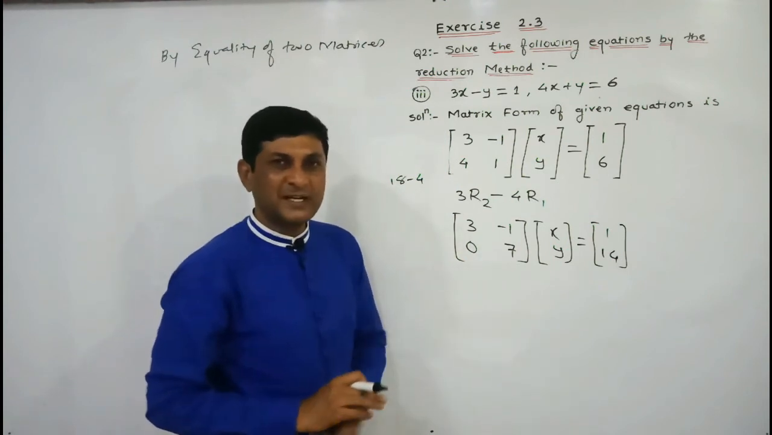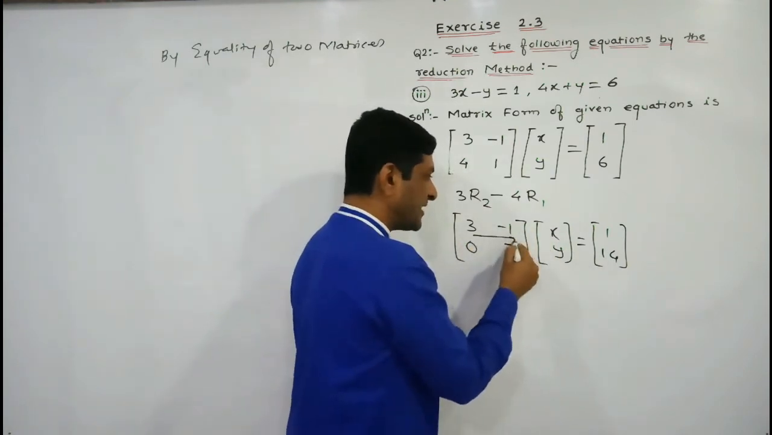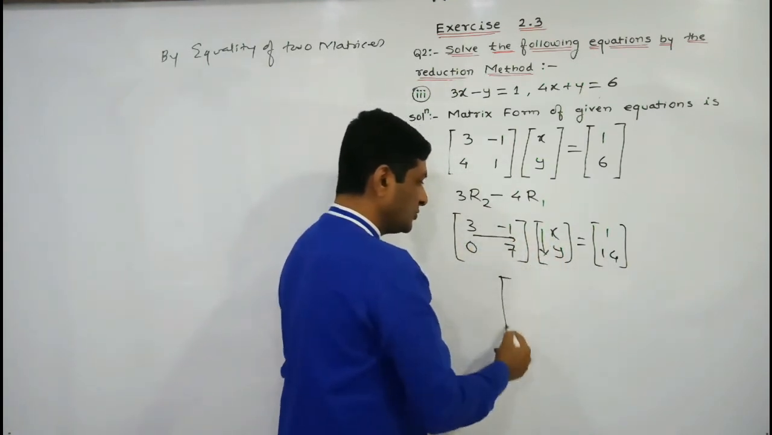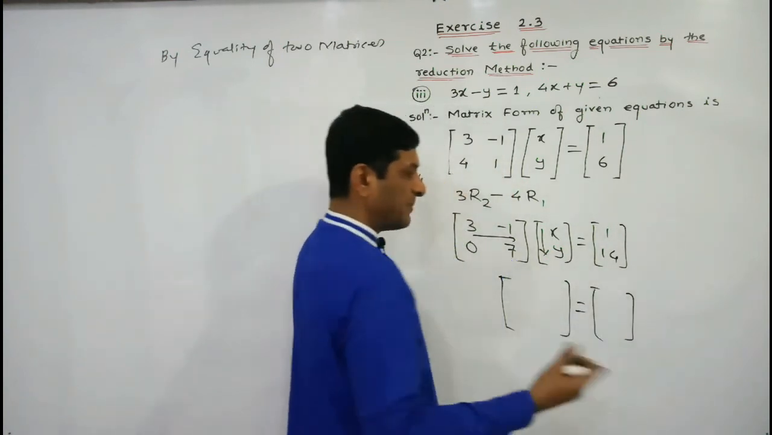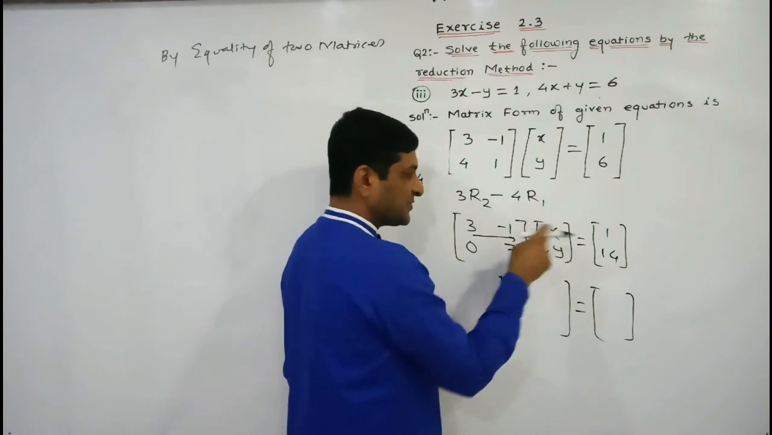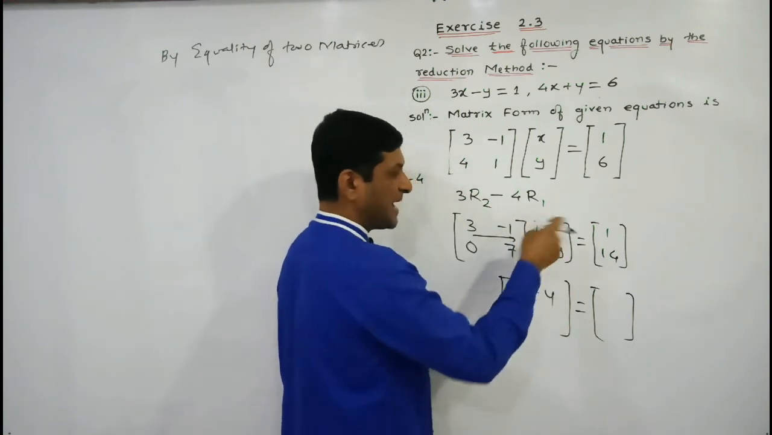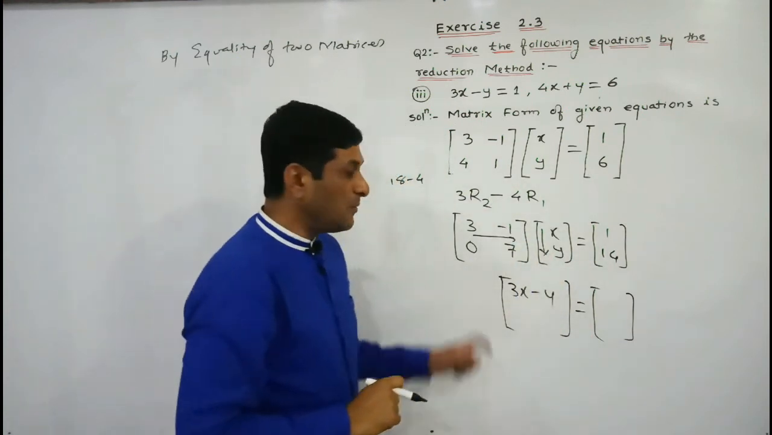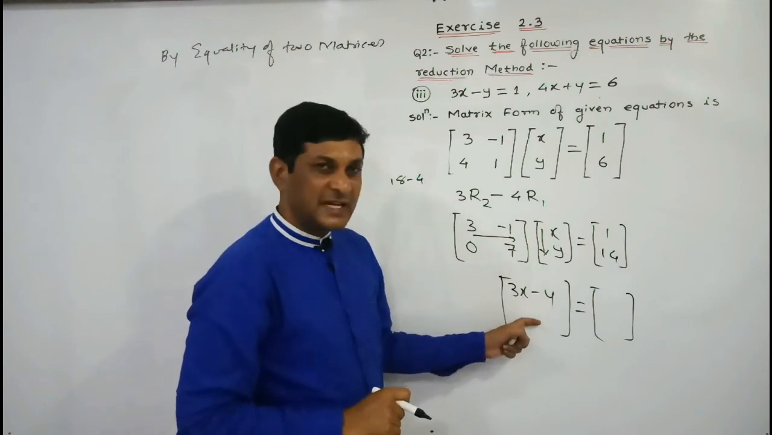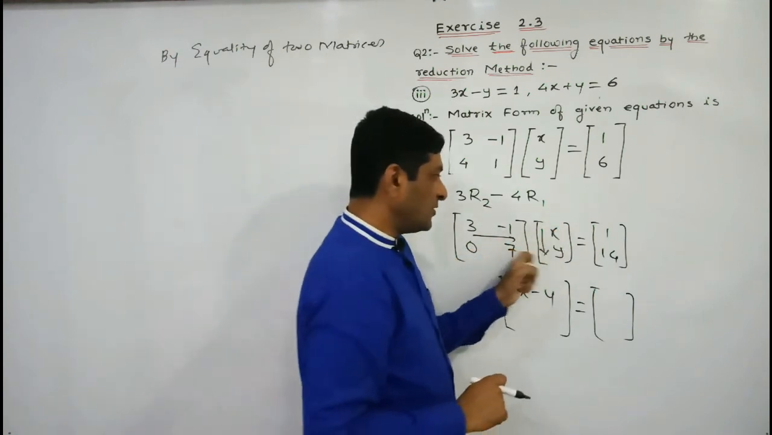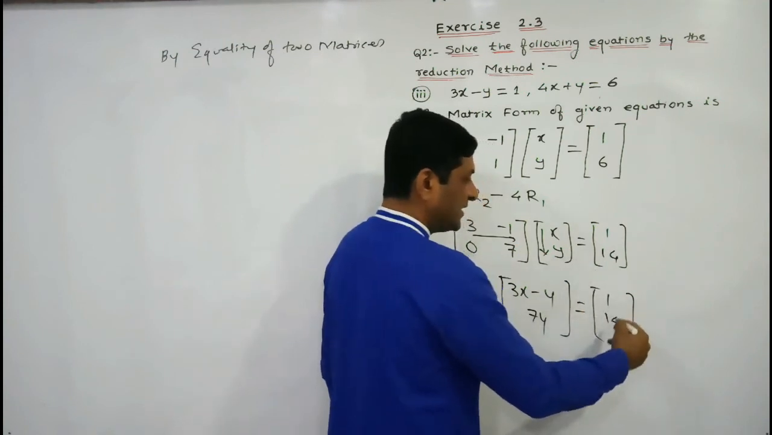Once this matrix has been converted into an upper triangular matrix, take the multiplication of these two matrices, multiplying row by column. We have already seen the same method in the last two examples. So 3 into x is 3x, minus 1 into y is minus y, meaning 3x minus y, by multiplying the first row with the first column. Now multiplying the second row with this column, we get the element of the second row: 0 plus 7y is 7y. On this side 1 and 14, keep them as they are.